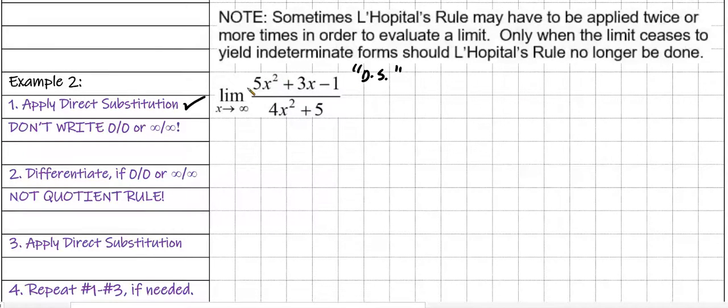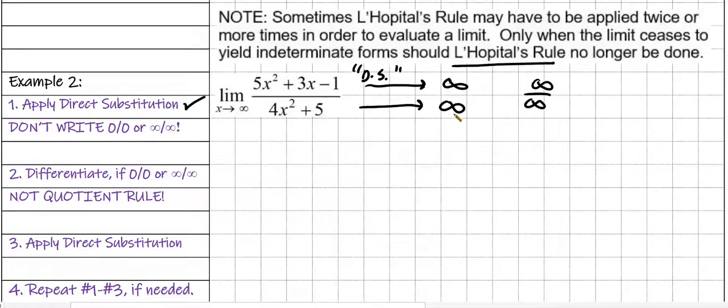Well, that becomes a large infinity plus another large infinity minus 1. Well, that's just approaching an infinity. And in the bottom, if you were to substitute infinity into x squared, that's just 4 times an infinity, which is a larger infinity, plus 5, and that is just infinity. And we have the indeterminate form, infinity over infinity. So what does that tell us to do?